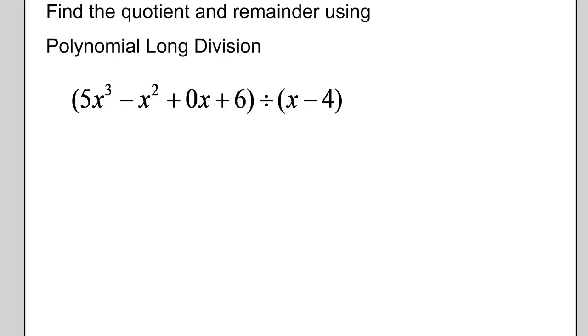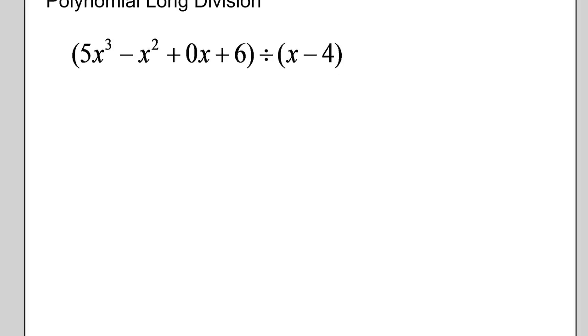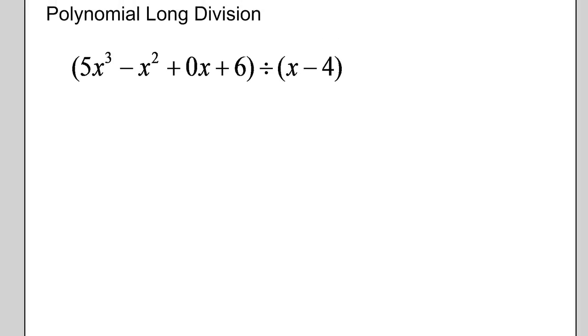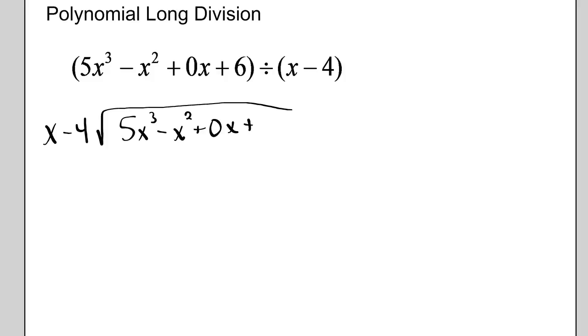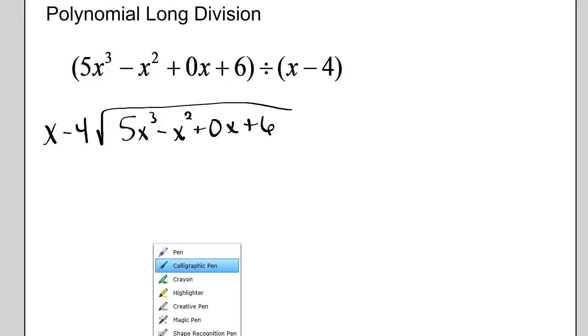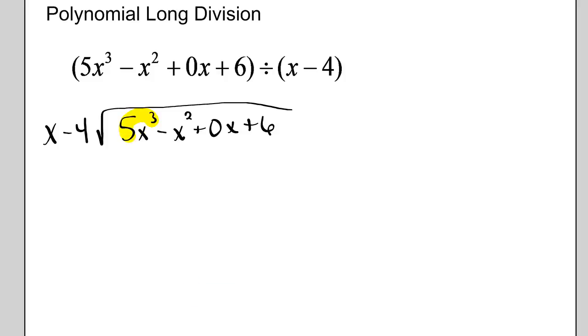All right, moving on. We're going to do the same problem two ways. So we're going to use polynomial long division to find the quotient and remainder. First example is polynomial long division. If you notice, I put a placeholder in for the x term. For polynomial long division, I set it up like we did back in fourth grade: 0x plus 6.